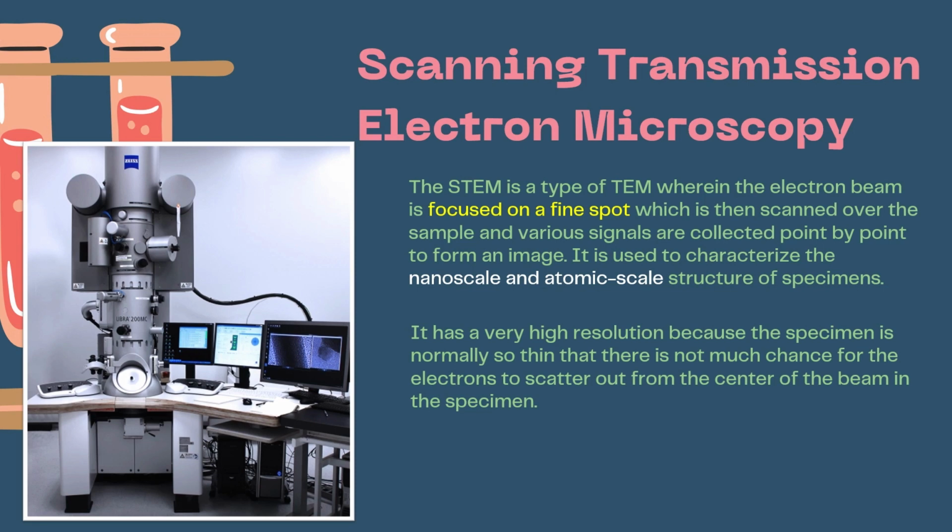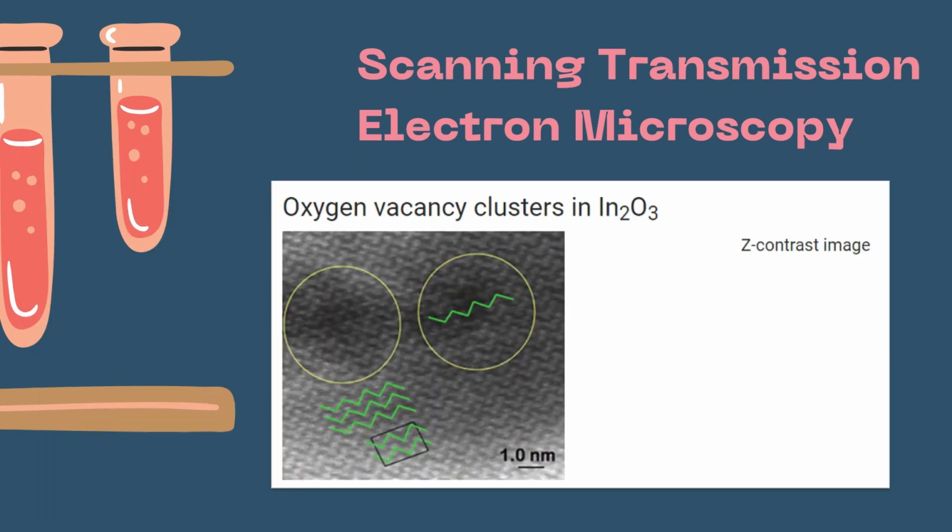It has a very high resolution because the specimen is normally so thin that there is not much chance for the electrons to scatter out from the center of the beam in the specimen. Here you can see one example of STEM image in indium oxide with a scale of 1 nanometer.